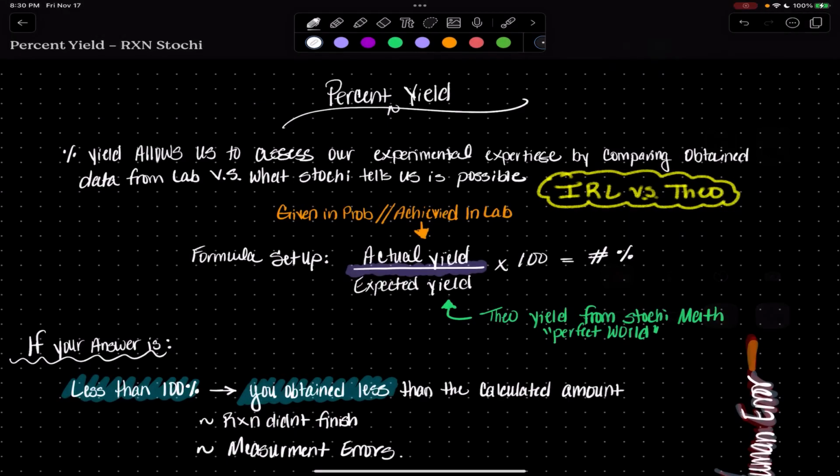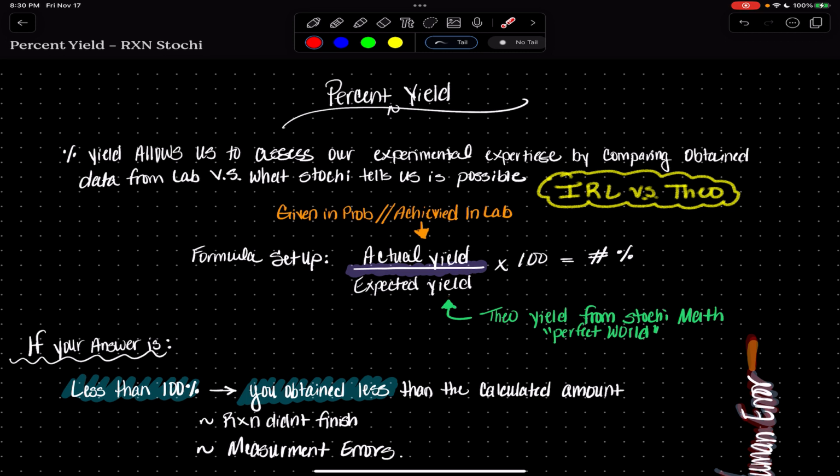All right, ladies and gentlemen, so let's get into it about percent yield. Percent yield is how we assess our experimental prowess or our experimental expertise. This is how we see what we did in lab versus what we did on paper. It's comparing your obtained data, so what you scooped out of your beaker, what you scooped out of your Erlenmeyer flask, what you pulled out of the dehydrator, versus what stoichiometry math tells us is possible.